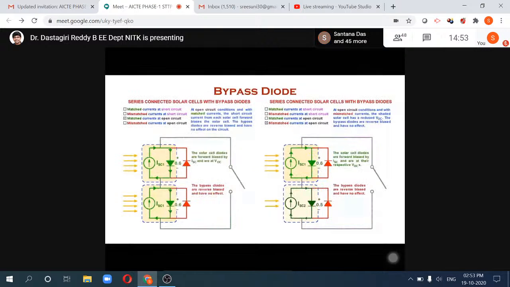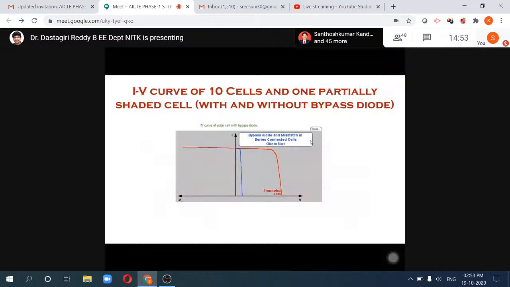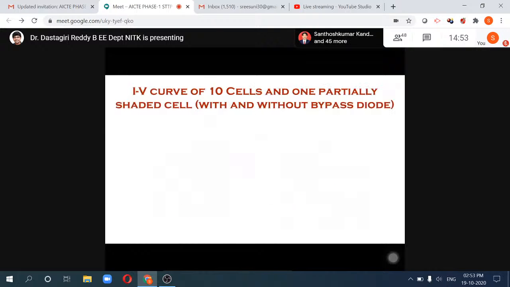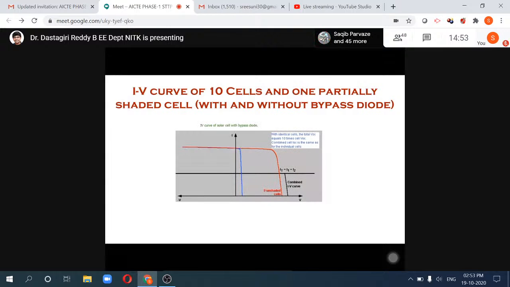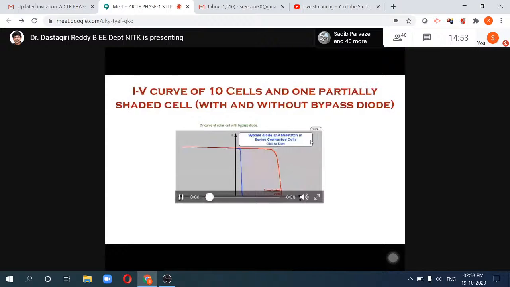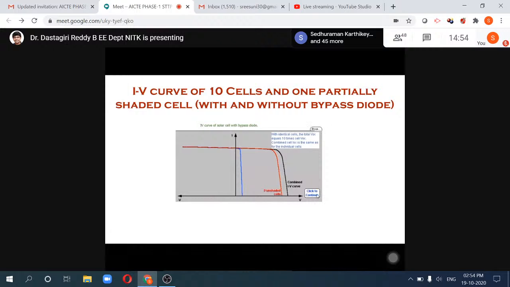That's about the bypass diode. Let's see what the power dissipation will be with and without a bypass diode. Whenever there is a mismatch without a bypass diode, we have seen that there will be a huge power dissipated in one of the cells. So this much power will be dissipated in the shaded cell.